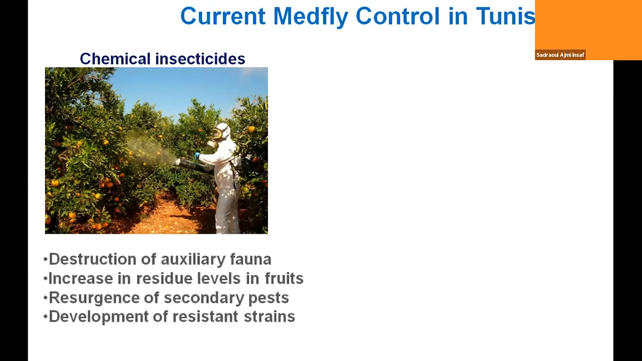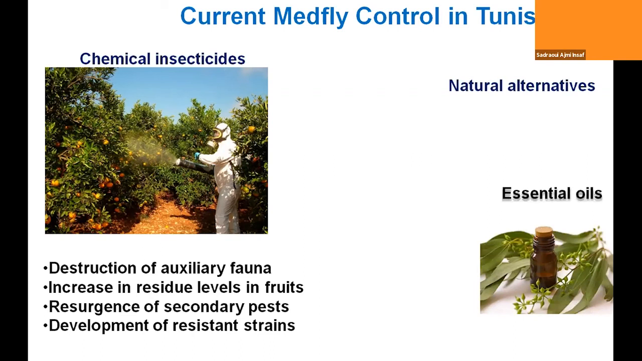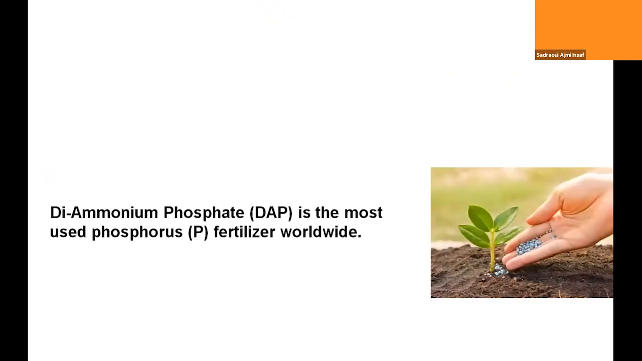On the other hand, the current chemical insecticide control program is mainly based on the application of insecticides. However, their use is subject to much controversy, which results in the destruction of auxiliary fauna, the increase in residue levels in fruits, the resurgence of secondary pests, and the development of resistant strains. So essential oils could be suggested as an alternative due to their insecticidal property.